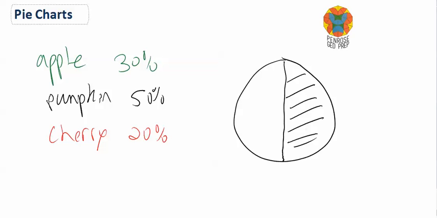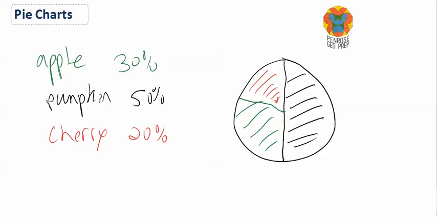Now apple is 30% of the circle, so we want to find about 30% of the circle. That's about there. So this slice represents the people that prefer apple. Now 20% prefer cherry, so we can put that in here to represent the 20% of people that prefer cherry pie.